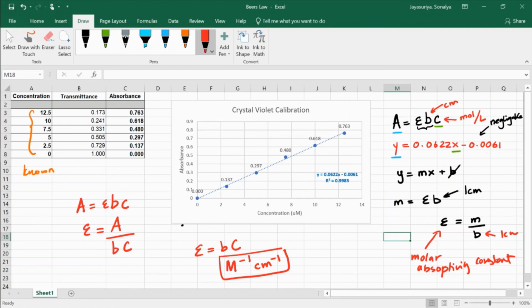All right, so that's it for the day 1 walkthrough of the fading of crystal violet lab and the introduction to Beer's law. Day two coming up.